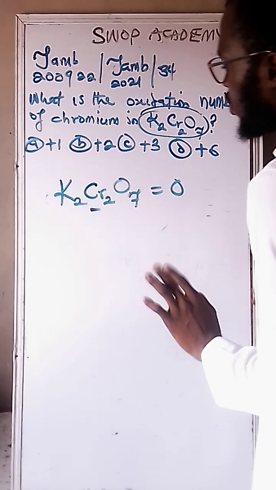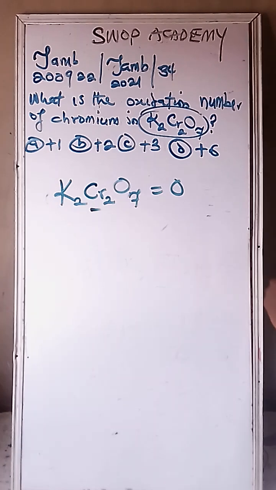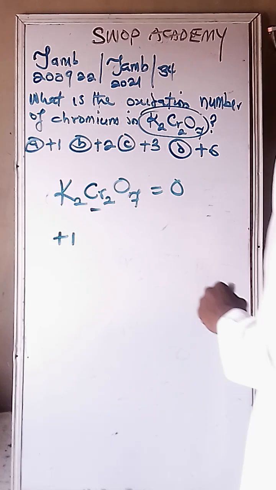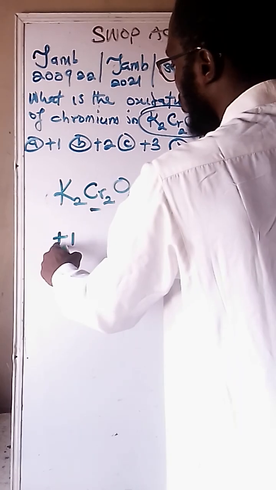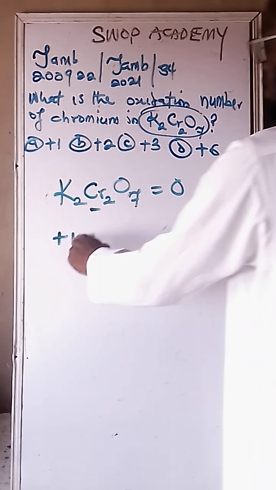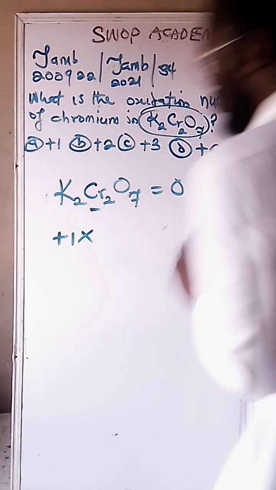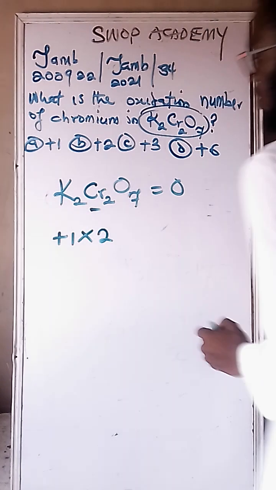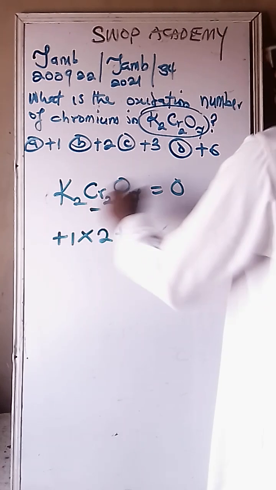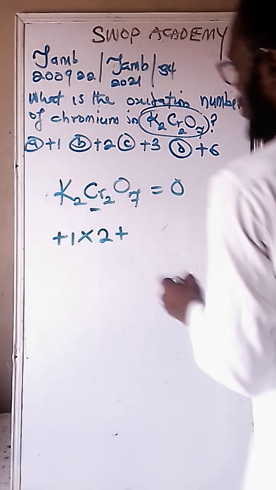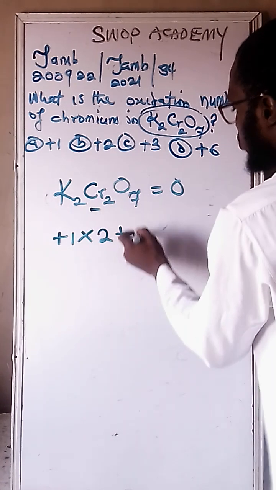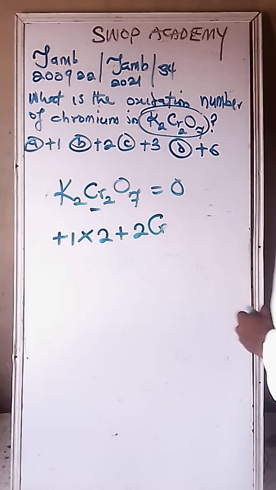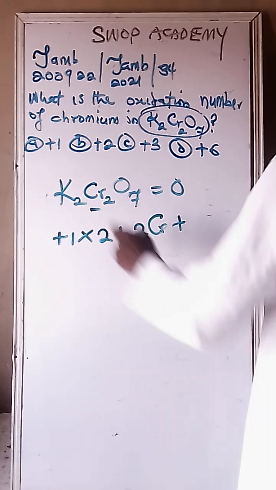Now note, it is very simple. We have to make use of their charges. Potassium is +1. I've explained how it is +1. It is a metal, that's why we put +1. The outer valency is 1, so just know that potassium is +1. How many potassium are we having? 2. Plus, this is what we have to look for, the oxidation state of chromium. So bring the 2 to the front as a coefficient: 2Cr. Plus, you add everything together.